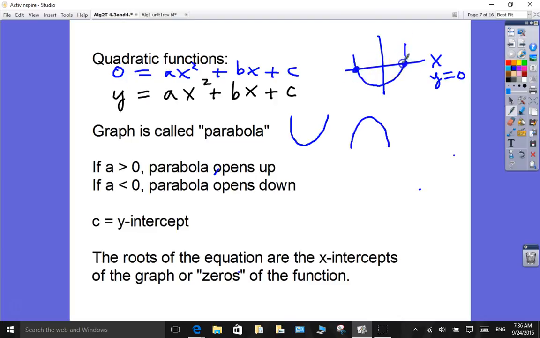So, by factoring the quadratic expression on the right side of a function, we'll already know the y-intercept, we'll already know whether it opens up or down, and we'll be able to find the zeros for x-intercepts. So that's a fair amount of information to know.